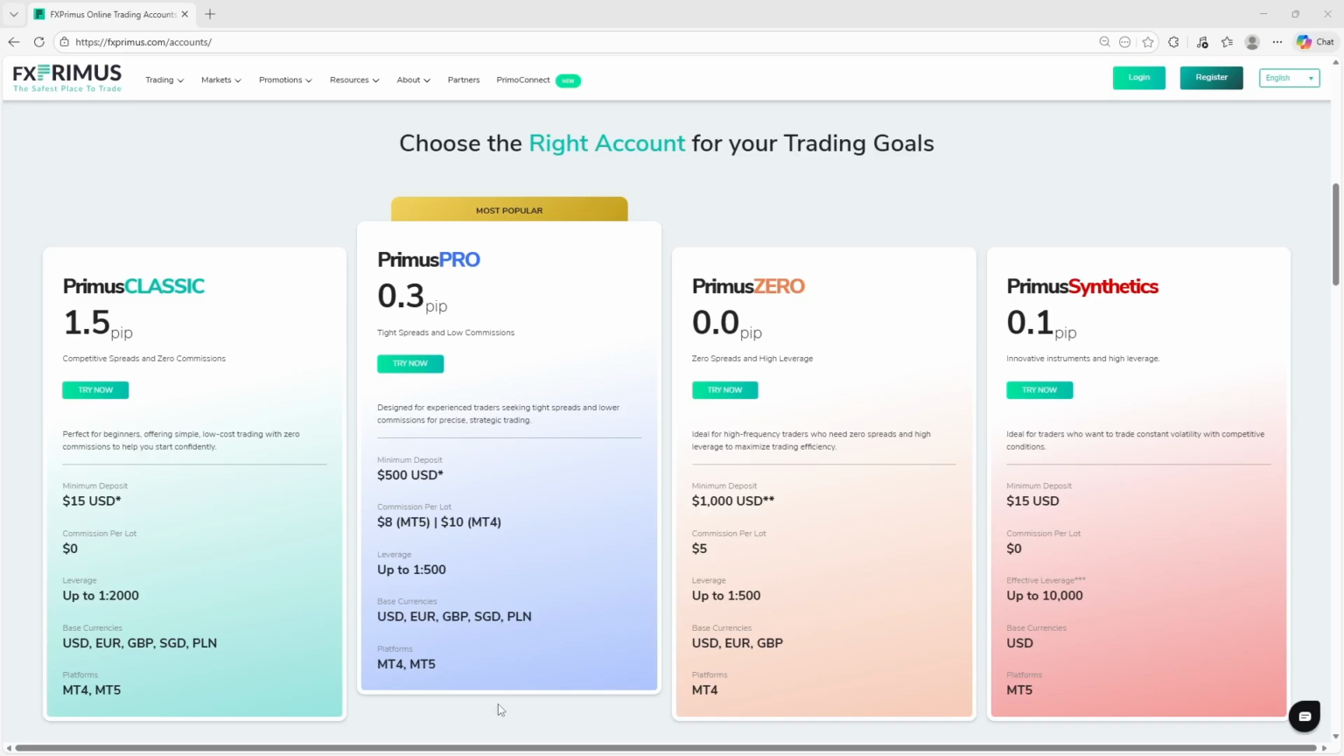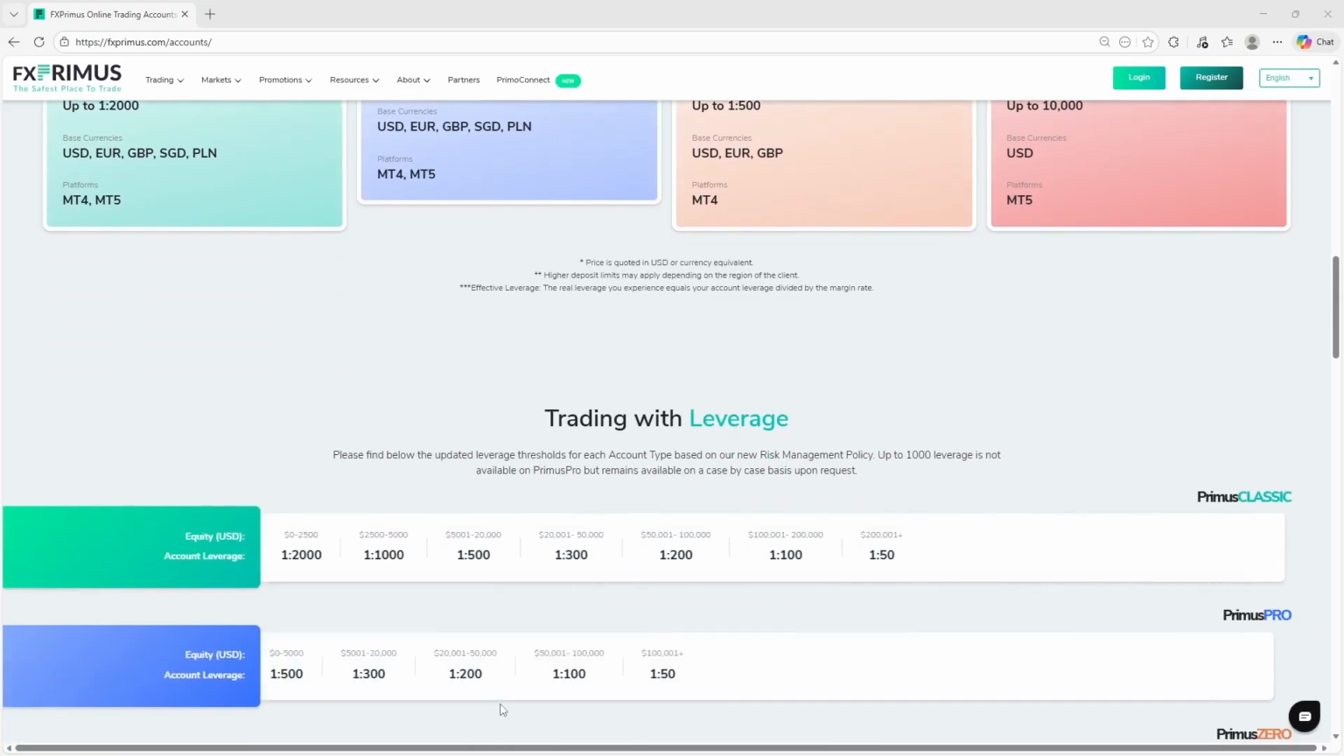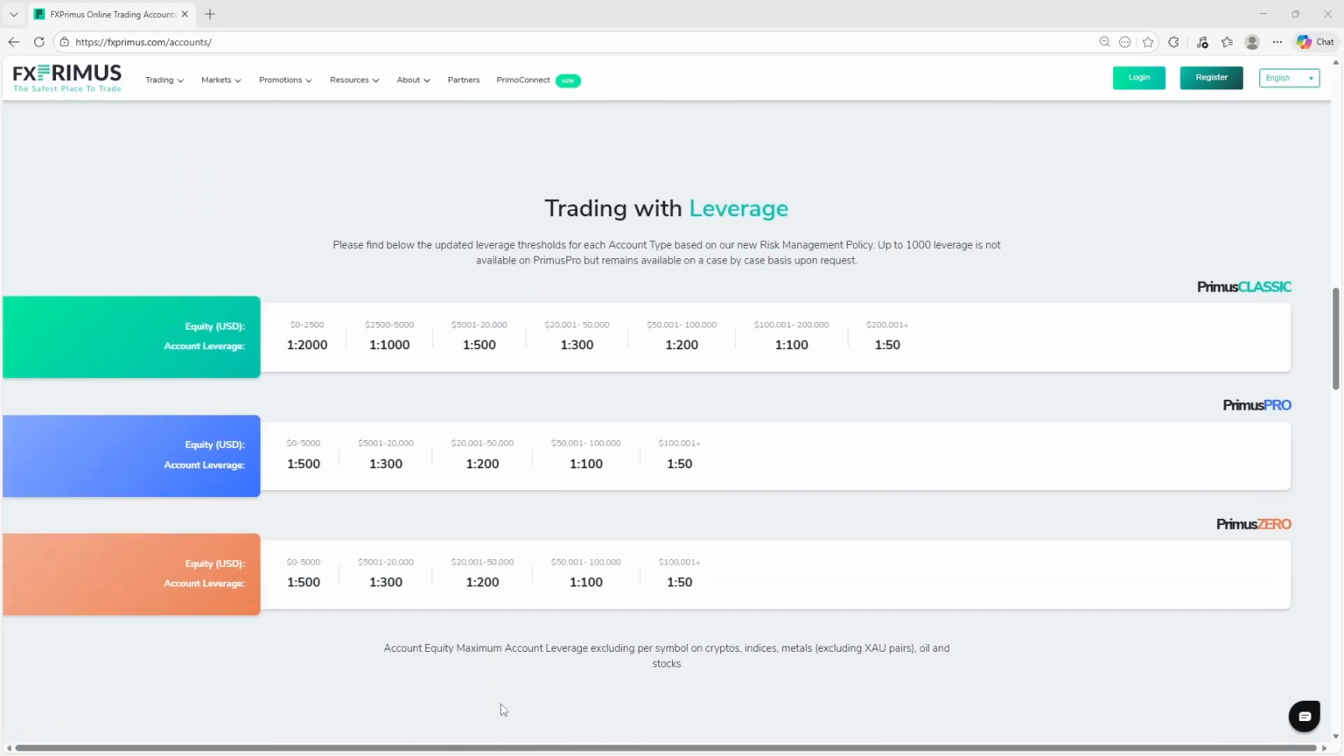Minimum deposits vary significantly depending on account selection, which gives flexibility but also requires traders to choose carefully based on their actual strategy rather than marketing labels. Leverage scales dynamically based on equity tiers, meaning risk exposure increases as account balances change, which can be powerful but dangerous without disciplined risk management.